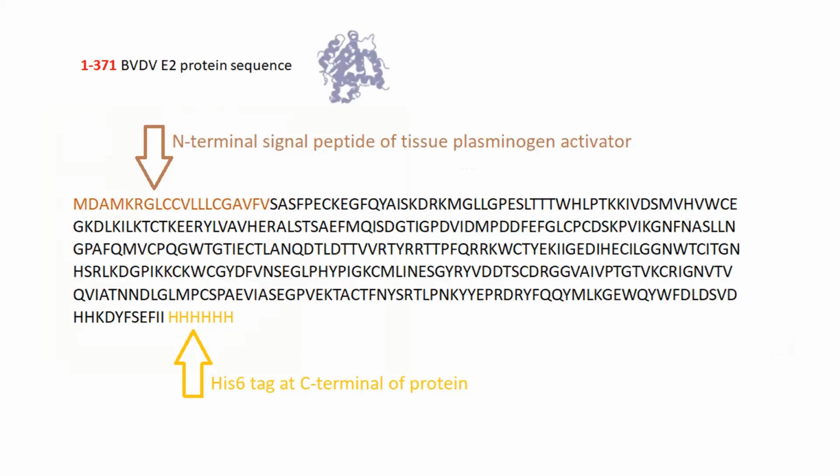The antigen used here to prepare the subunit vaccine is referred to as E2 protein, which is made up of 371 amino acids. The open reading frame encoding E2 protein was modified to express a protein with an N-terminal signal peptide of tissue plasminogen activator to enhance the induction of both antibody and cellular immune responses in animal models. A histidine tag was added to the C-terminal of the protein to purify it.